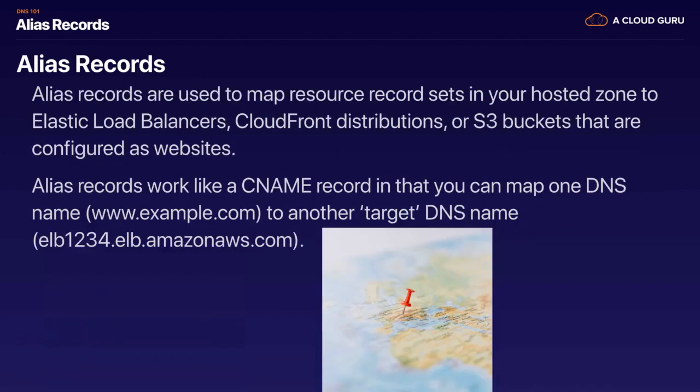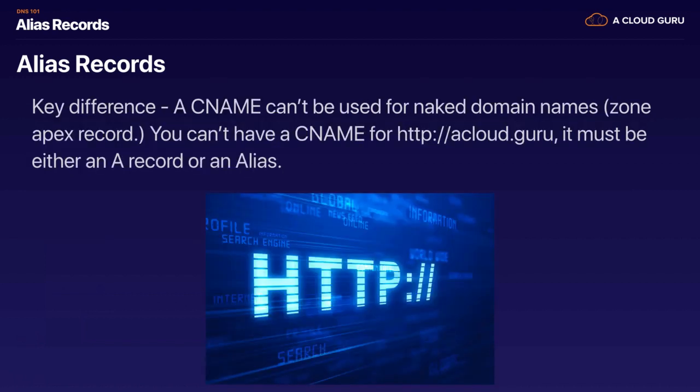And alias records are used to map resource records in your hosted zone to elastic load balancers, CloudFront distributions, or S3 buckets that are configured as websites. And alias records are effectively just the same as a CNAME record, and it allows you to map your DNS to another target name. There is a crucial difference, however. A CNAME can't be used for naked domain names.